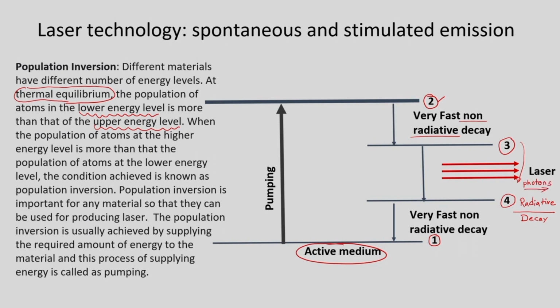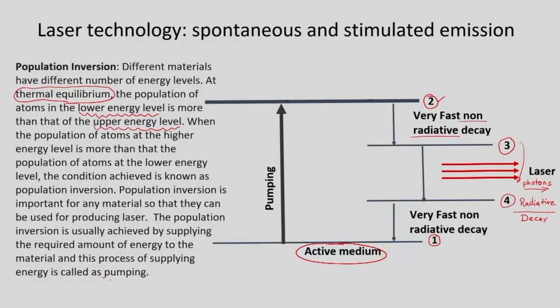The process of having more electrons at the higher energy state is called population inversion, and that is possible by pumping external energy in the laser operation. We will see how this pumping operation is carried out, and what the various modes of pumping are, in the next lecture.